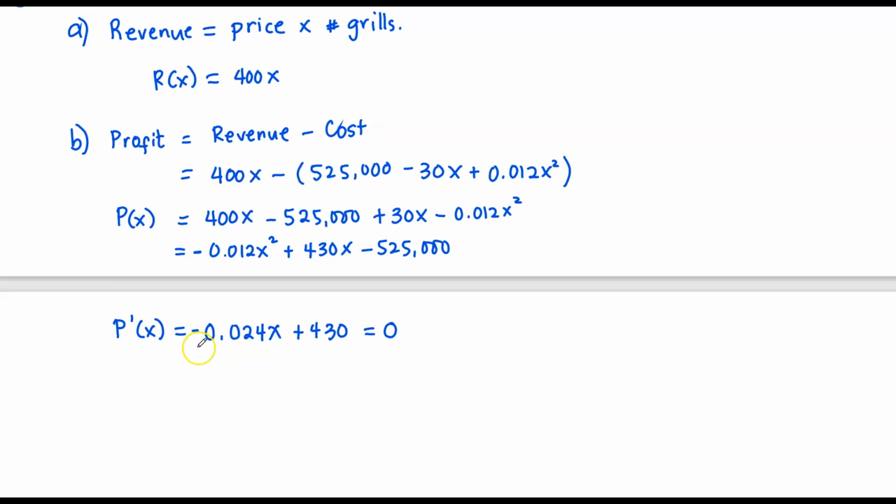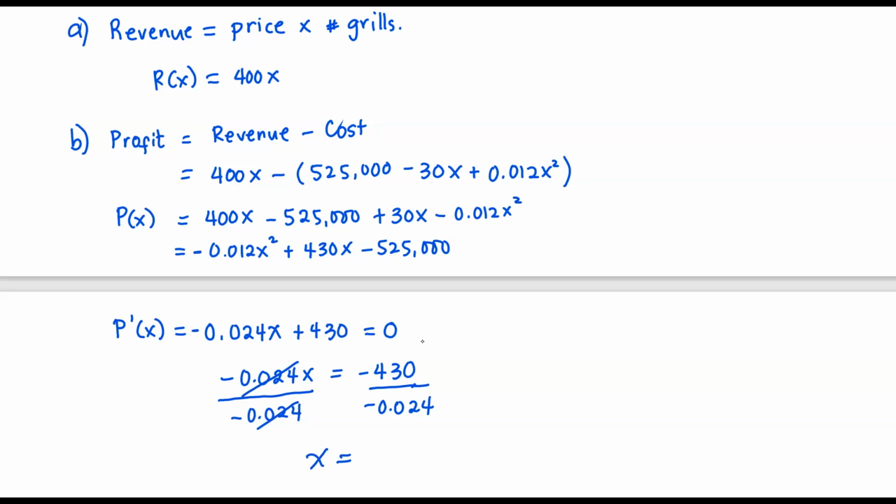So next is to find the critical number of the derivative of the profit function. We do that by equating this to 0. Then to solve for x, you transpose this term to the other side of the equation. You get negative 0.024x equal to negative 430. Then divide both sides by negative 0.024 to solve for x.